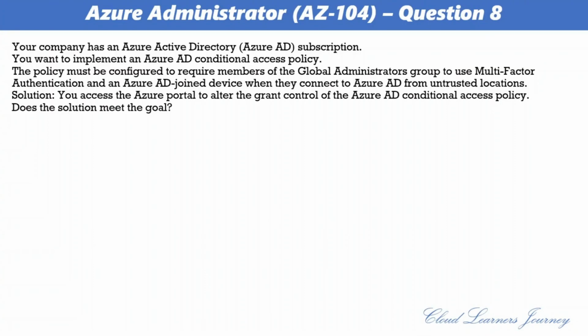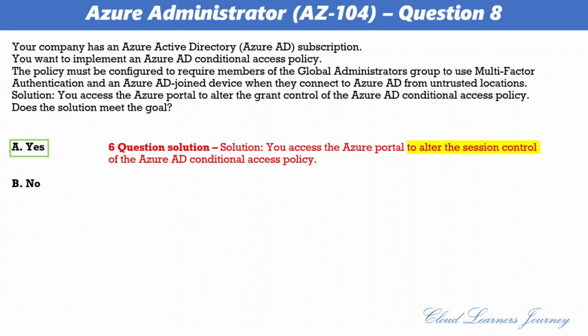Next, question number 8. It's a similar kind of question, but the solution is different. You access the Azure portal to alter the grant control of the Azure AD conditional access policy. And the options are A, yes, B, no. And the correct option is A, yes. In question 6 of this video, the solution was to alter the session control, but here it is to alter the grant control.